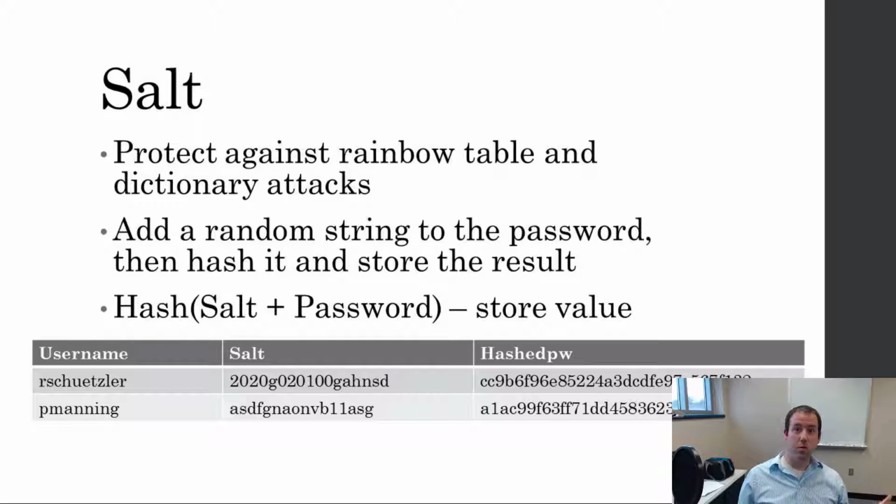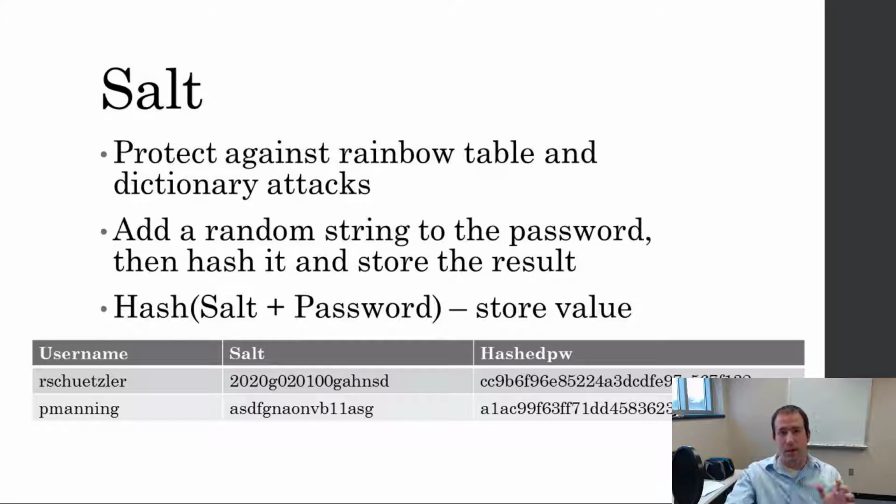And the way this works is that you would add the salt to the password that the user types. So in this case, username R. Schetzler, salt 2020G020, whatever. And then my password here is password. And I add the salt to the password. So I have 2020G blah blah blah GAHNSD password. And then I hash that and store that value.